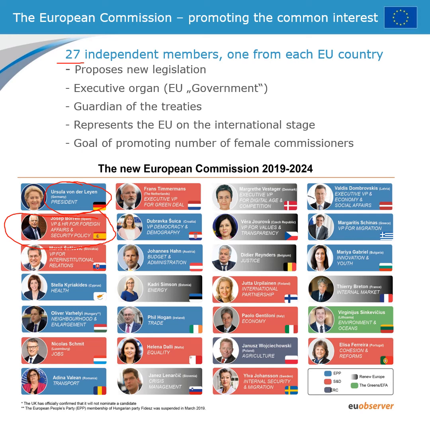It has the goal of promoting the number of female commissioners. 50-50 is the goal. One man, one woman. It used to be all men in the past. It has changed now. If you look at how many women are in this government, I count 1, 2, 3, 4, 5, 6, 7, 8, 9, 10, 11, 12. So 12 women and 15 men. It's not yet 50-50, but I hope one day it'll be a standard principle everywhere in Europe.